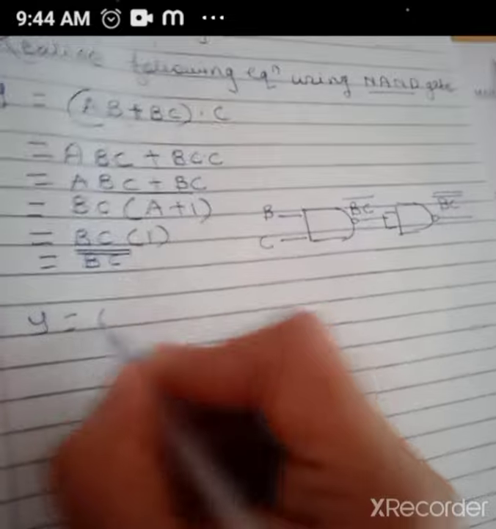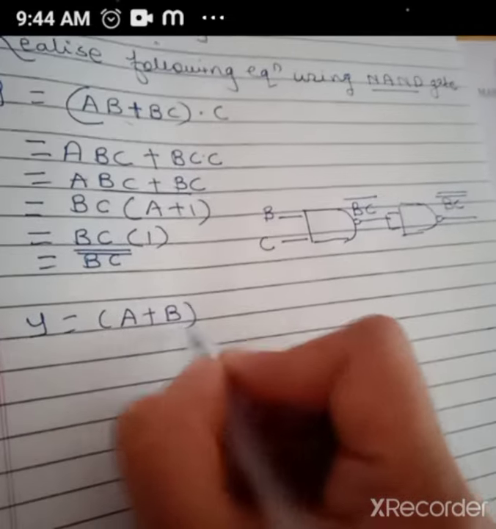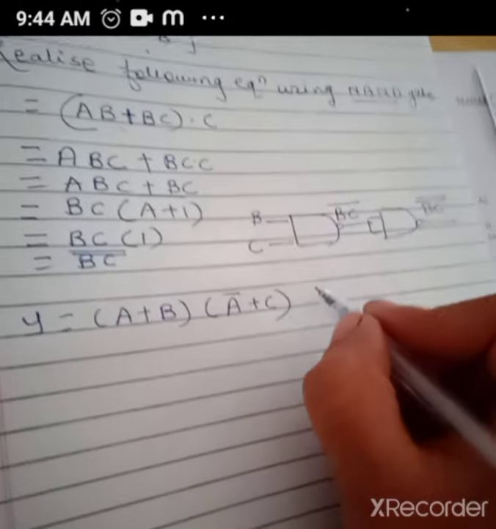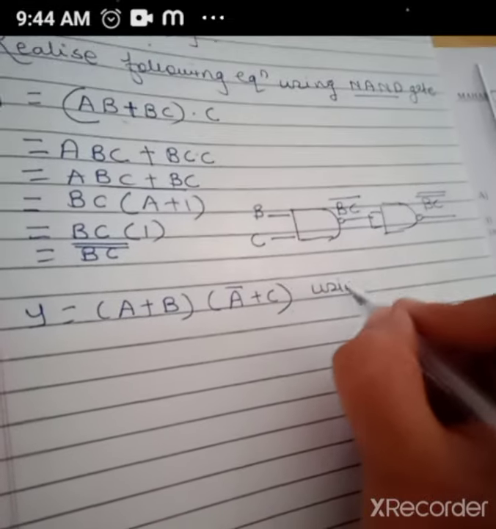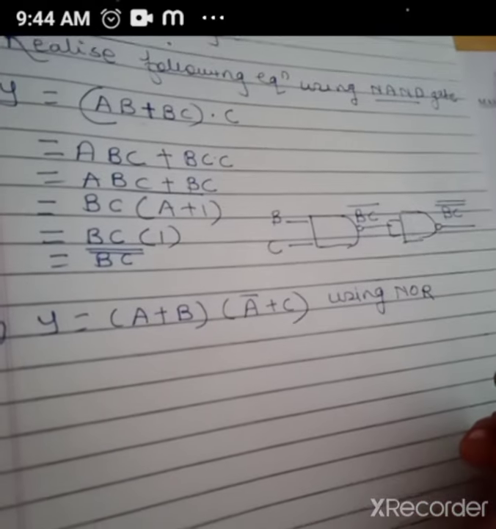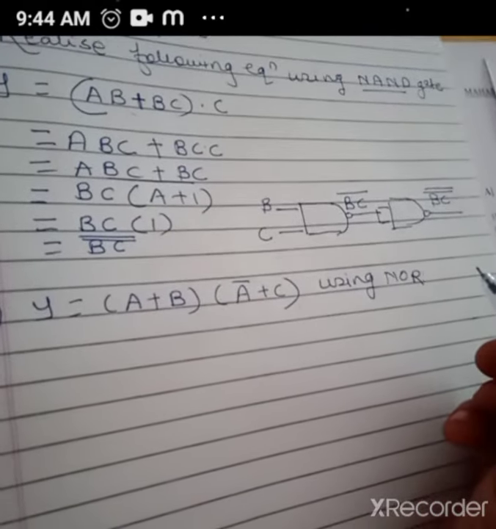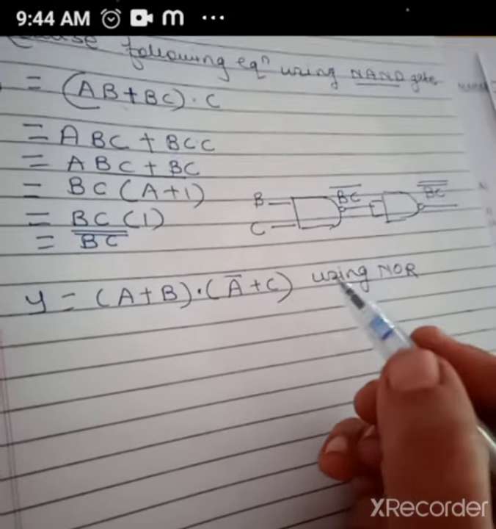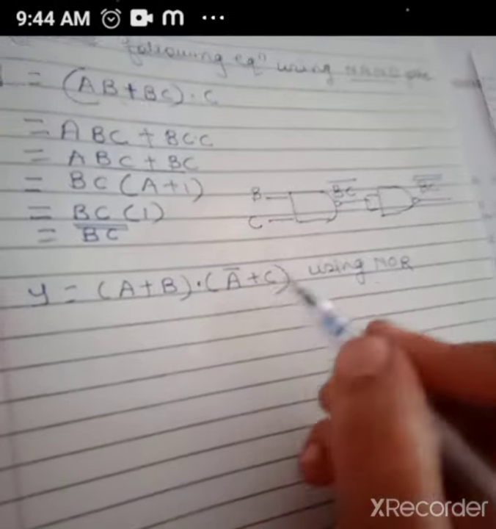Now the next equation is y is equal to A plus B in another bracket A bar plus C. So implement the given equation using NOR gate. Implementing the given equation using NOR gate means the equation contains only plus and complements, but here multiplication is there. So you have to eliminate this multiplication. So how to do it?